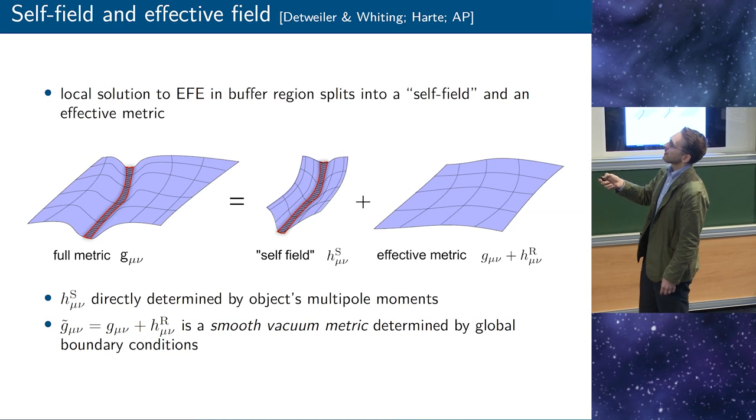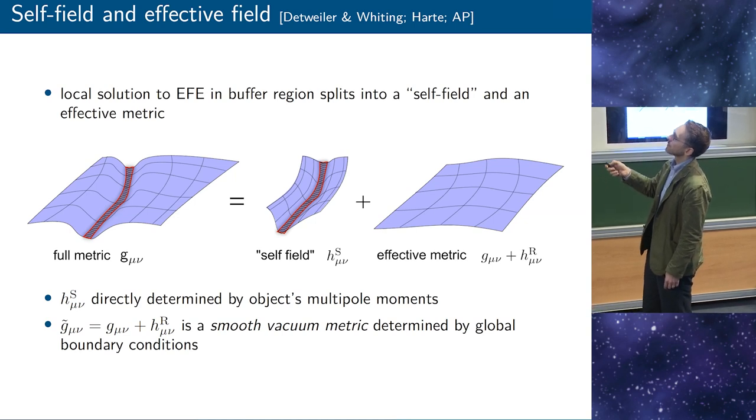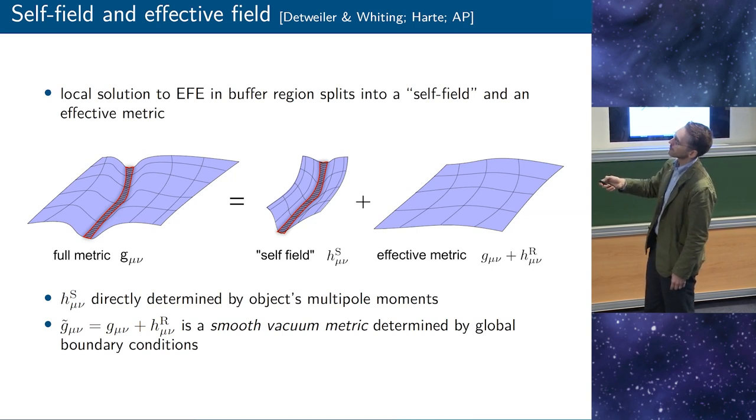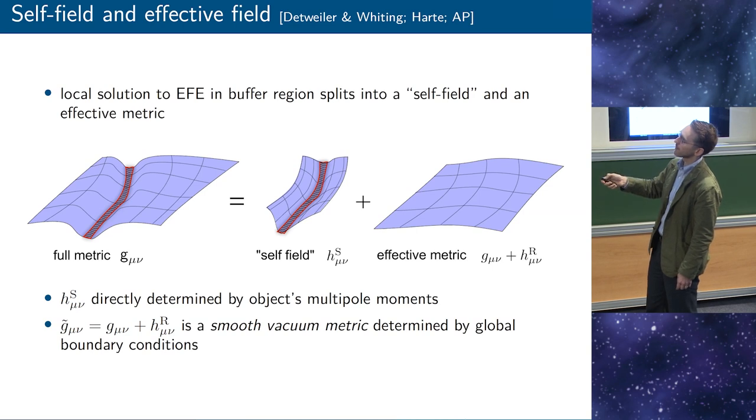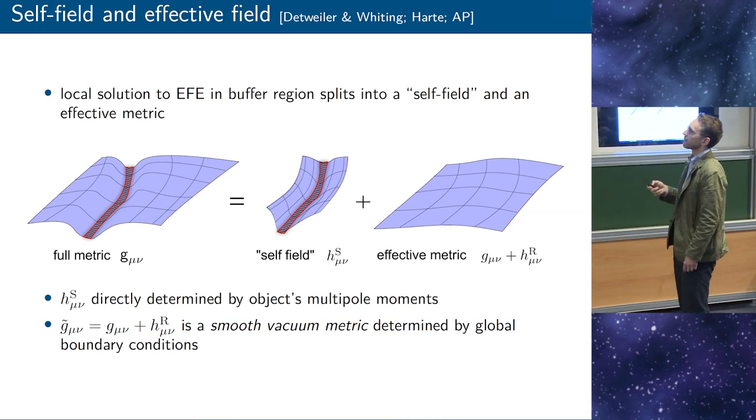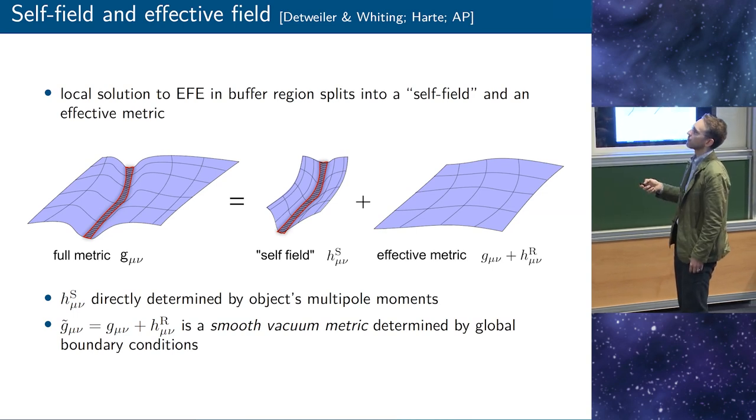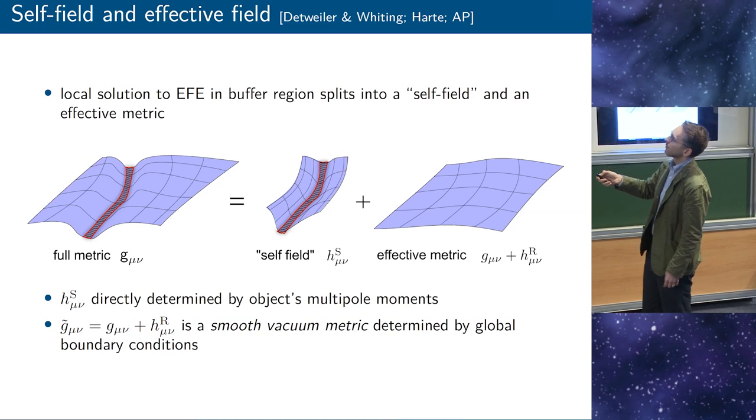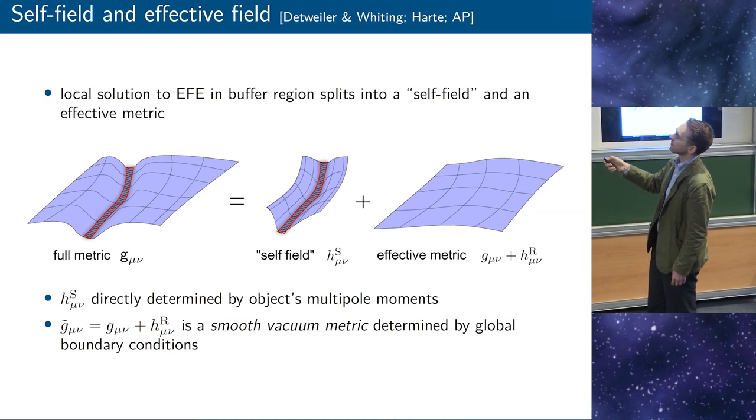So first off, you find that the local solution to the Einstein equations in that region splits quite neatly into two pieces. So here's a space-time diagram with time running up and to the right. Here's the small body moving through the space-time. This is representative as if it's a material body, so the curvature is finite. But it could be a black hole. It doesn't matter. It can be anything. It could be something even more exotic than a black hole. No matter what it is, you get this nice split into two pieces.